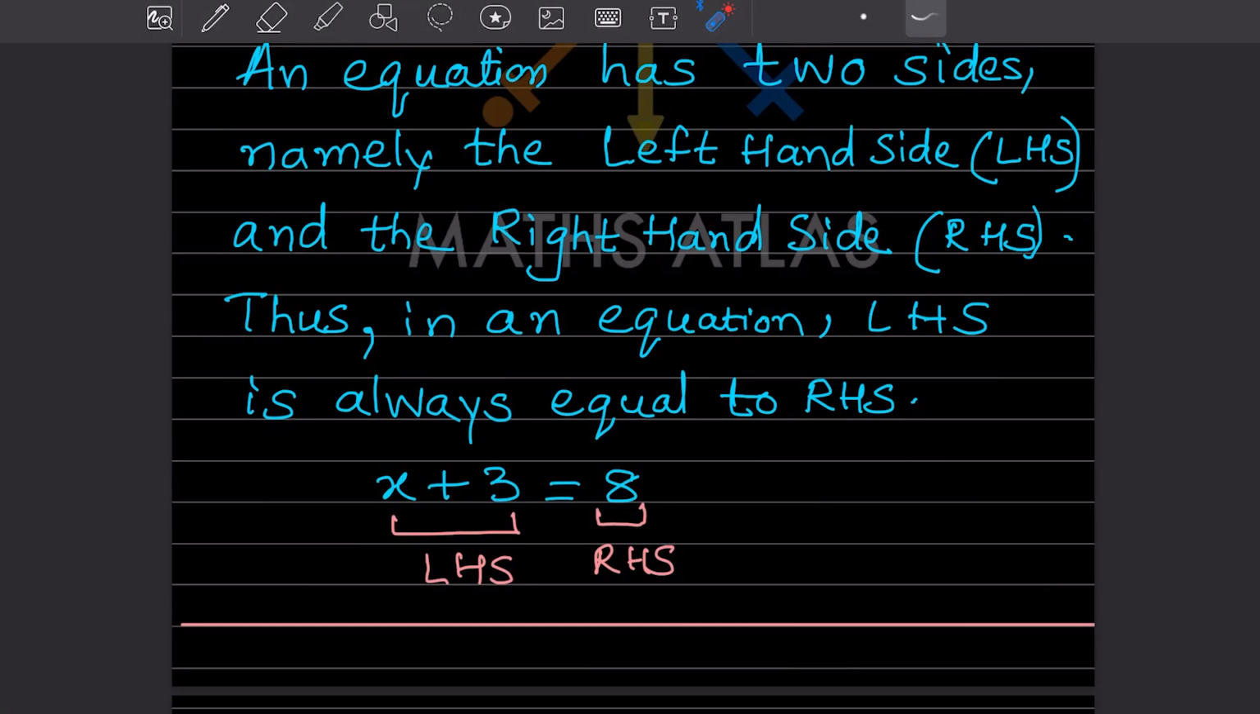Now see, this is an equation given. If I write x plus 3 is equal to 8, this is the LHS, on the left side, and this is on your right side. So we write this as LHS and this as RHS. Hope that is clear to you.